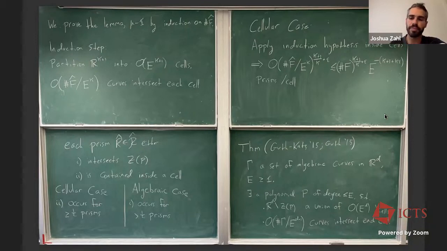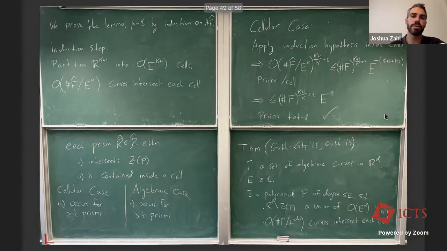It's an upper bound. How many cells are there? There's at most e to the k plus 1 cells. There are some constants floating around, but that's okay. And so when you add up our bound on the number of prisms inside each cell times the number of cells, we get exactly what we want. We get the size of f to the k plus 1 over k plus epsilon. And we even get a little gain, this e to the negative epsilon.